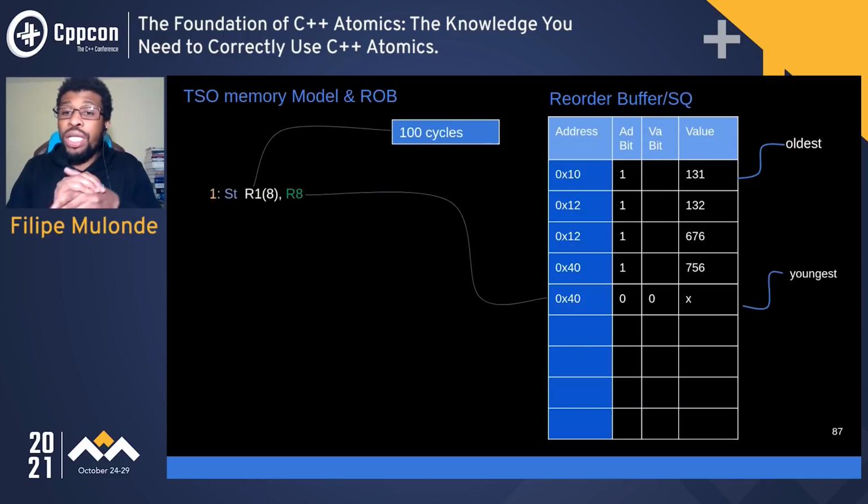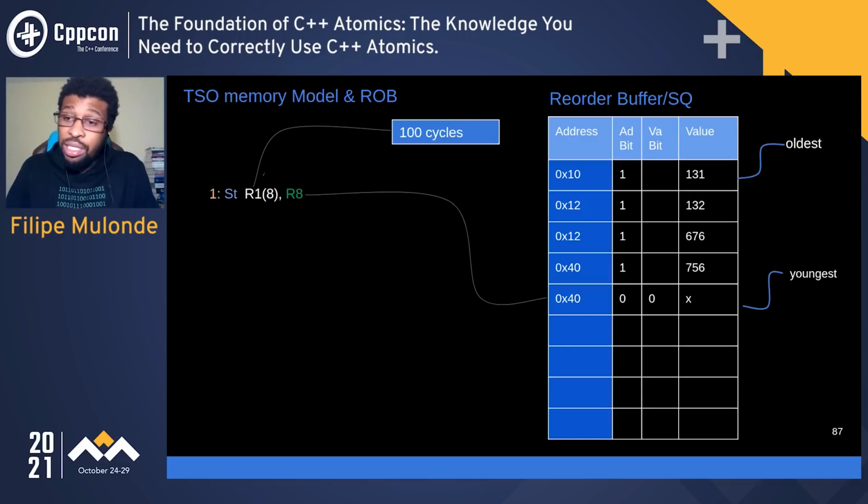So now we are going to see how the reorder buffer affects the total store memory model. And for that, I have an example. When a store arrives, we allocate an entry for that store in the reorder buffer, and this entry becomes the youngest in the reorder buffer. Computing the address of this store takes 100 cycles. And the value that we'll be writing in that location is not ready. Why? Because it's being produced by another instruction that takes a lot of time to complete.